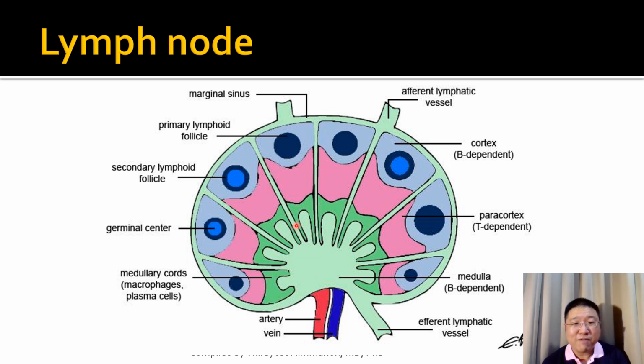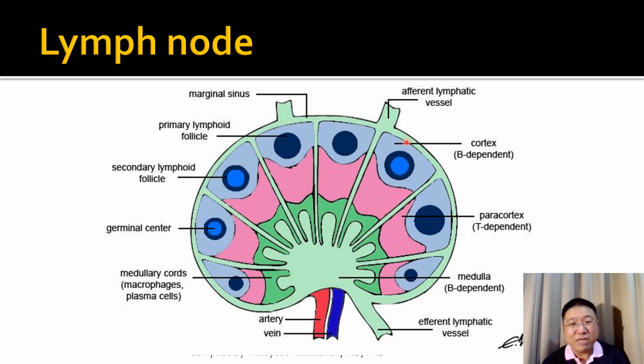And within the lymph node, we can see different zones: cortical zone, paracortical zone, and also medullary zone. The cortical zone is composed of primary lymphoid follicles, secondary lymphoid follicles with germinal center in the middle. So the cortex is the zone for B cells. It is B dependent.